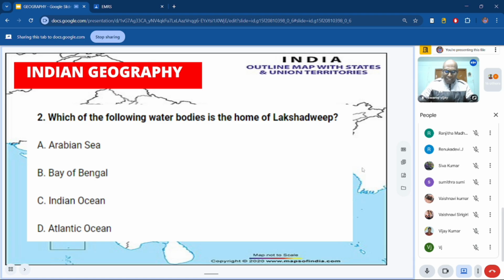Check properly. Geography. Which of the following water bodies is the home of Lakshadweep?